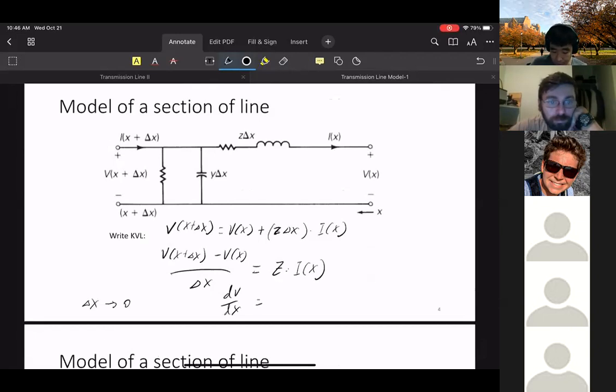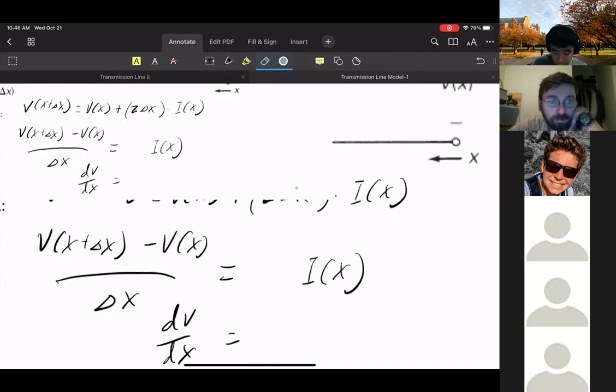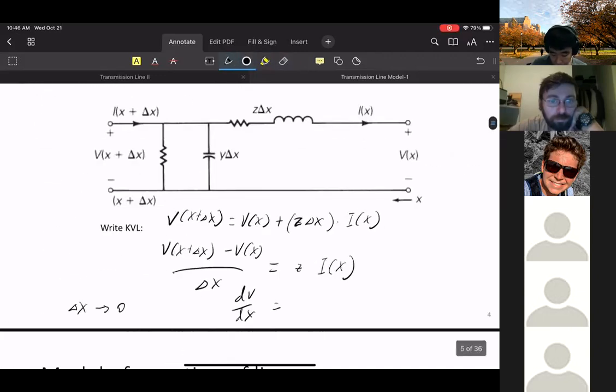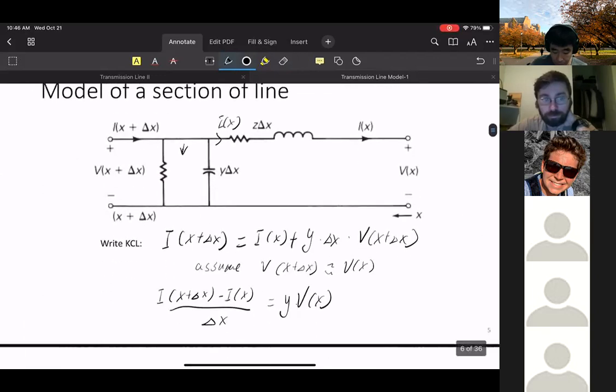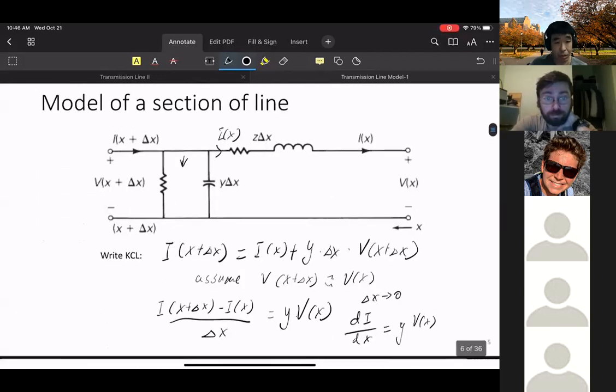dV/dx equals, let's write this a bit carefully, small z times Ix. So this is a differential equation relating voltage to current. Then if you take the limit that delta x goes to zero, we have the derivative of the current with respect to distance is y times v. So these are the two differential equations we have.